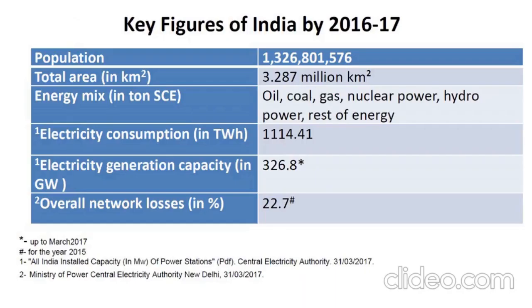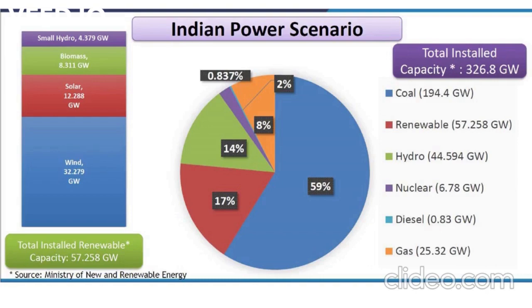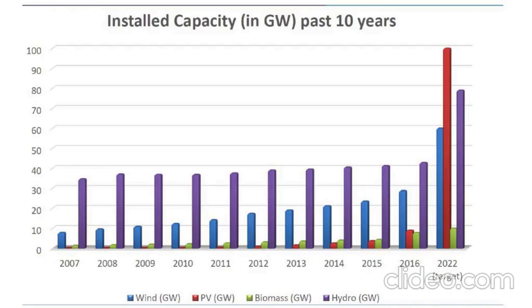Coming to key figures, the Indian population is 130 crores and the total area is 3.28 million square kilometers. Energy is mainly generated by oil, coal, nuclear power plants, and hydropower plants. Consumption is in terawatt-hours, and electricity generation is 326. This is the Indian power scenario. The majority of generation is done by coal, and after that renewable sources, mainly solar. Hydroelectric power has 14% of generation, nuclear just 0.837, and diesel very little generation.